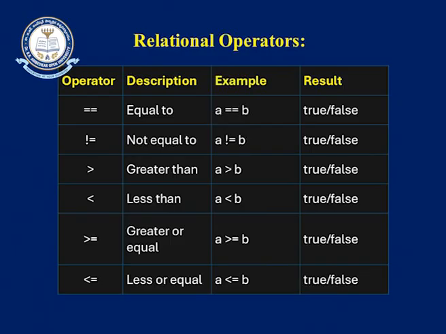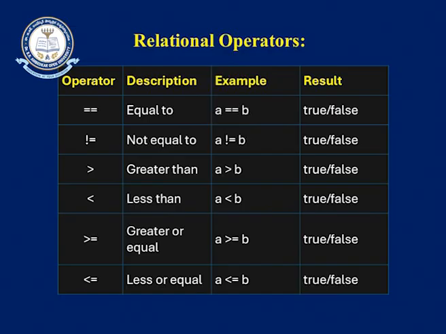You can see here A double equals to B. So it is not an assignment operator, it is a comparison operator. What we are doing here is comparing A with B. Okay, so if both are the same, it will return true. If both are different, it will return false.